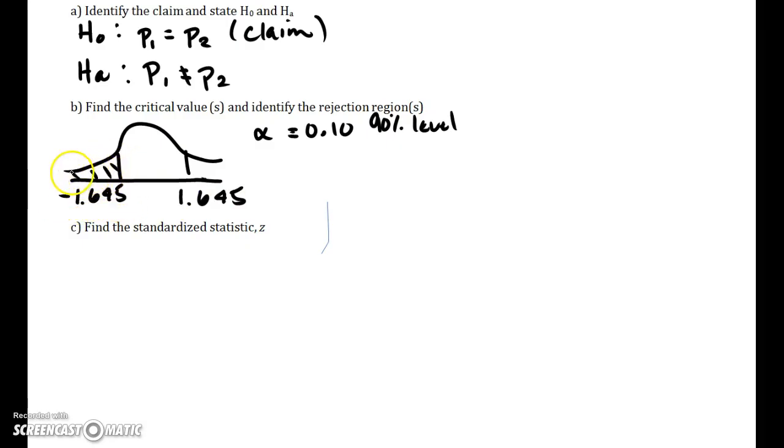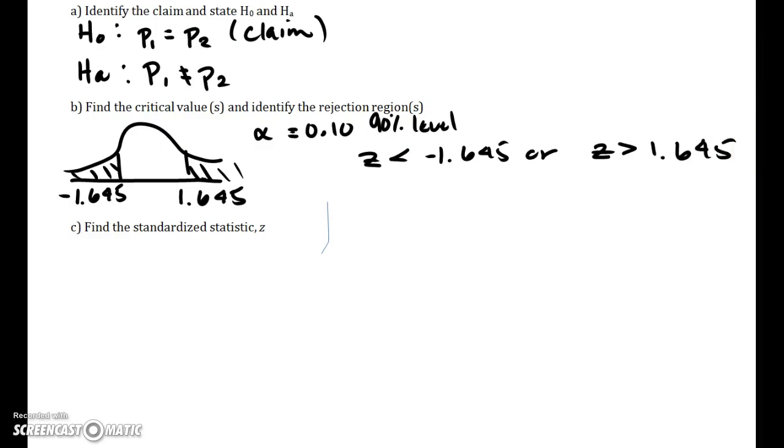So this is your reject, and this is your reject area. Those are critical values, so anything that's less than this or greater than that, you're going to reject. So any z value that is less than negative 1.645 or that is greater than positive 1.645, that is where you're going to reject.